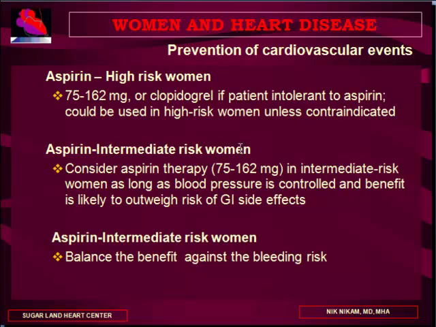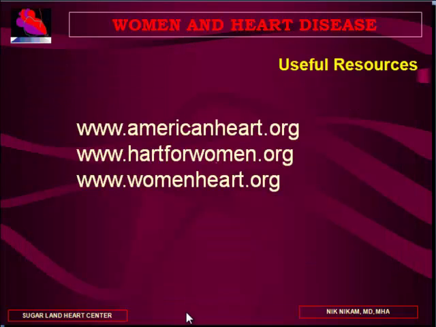In the intermediate risk group, we may consider aspirin therapy 75 to 162 milligrams if women have a history of high blood pressure. However, we should also consider the risk of gastrointestinal bleeding when these patients are treated with aspirin. Hence, we need to balance the risk versus the benefit in the intermediate risk group. In the low risk group, aspirin has not been shown to benefit, even though it has been found to be beneficial in men.